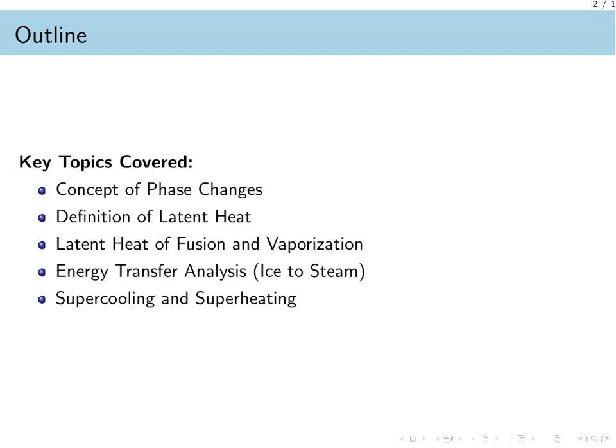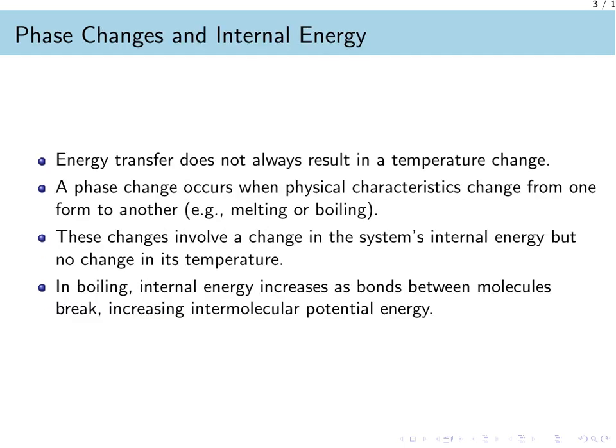at their expected temperatures. It is a common observation that adding energy to a substance usually increases its temperature, but this is not always the case. When a substance undergoes a phase change, such as melting or boiling, the energy transferred into the system does not change the temperature. Instead, this energy is used to alter the internal energy of the system by breaking the bonds between molecules. For example, during boiling, the added energy increases the intermolecular potential energy as molecules move further apart to transition from a liquid to a gaseous state.